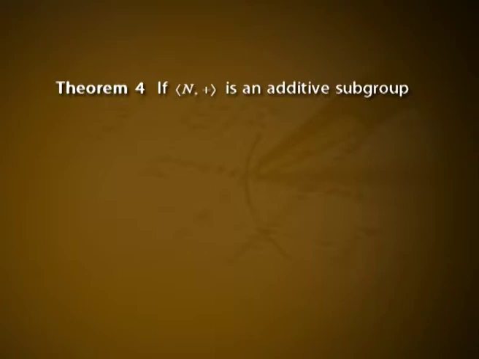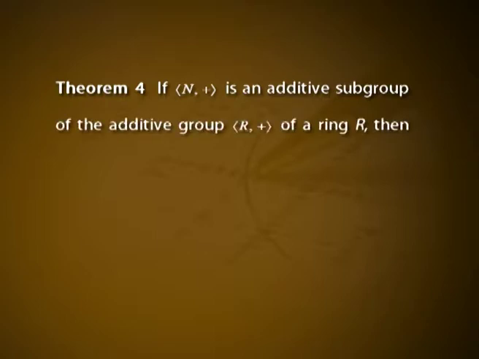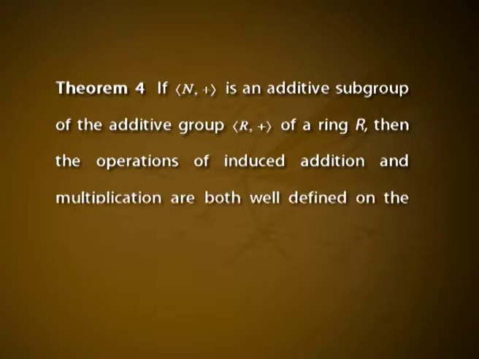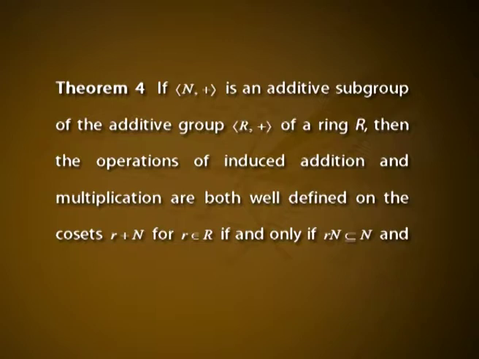Lemma 4. If H is a subgroup of a group G, then the operation of induced multiplication is well defined on the left or right cosets of H if and only if every left coset is a right coset. Theorem 4. If N under addition is an additive subgroup of the additive group R under addition of a ring R, then the operations of induced addition and multiplication are both well defined on the cosets r + N for r belongs to R if and only if rN ⊆ N and Nr ⊆ N for all r belongs to R.